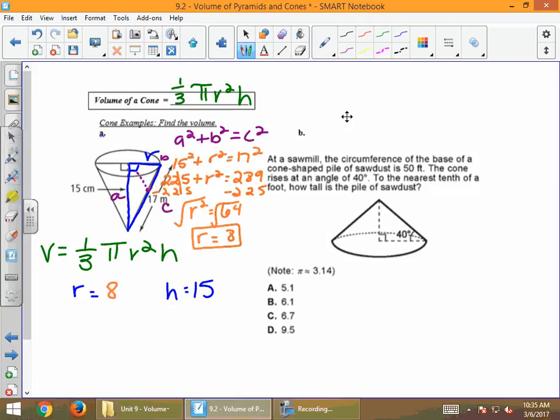So now that we know our pieces, go ahead and put them in. Volume is 1/3 pi times 8 squared times our height. We want to leave this in terms of pi, so all you have to plug into your calculator is 1/3 times 8 squared times 15. And what do we get when we do 1/3 times 8 squared times 15?